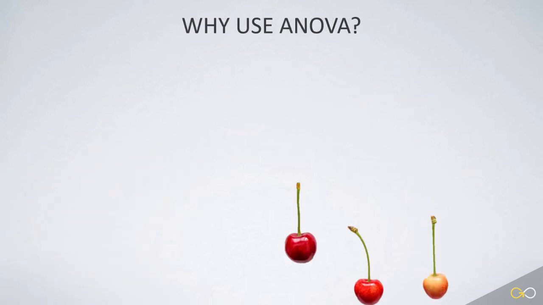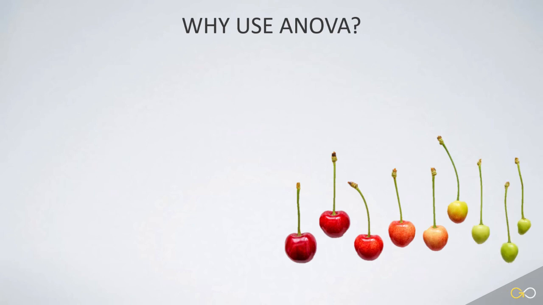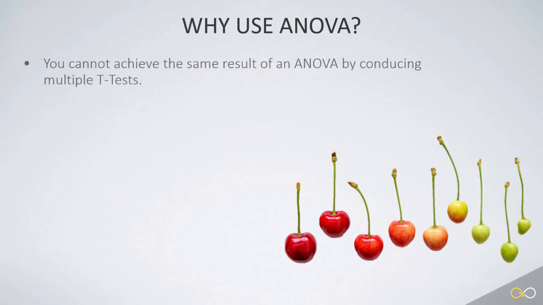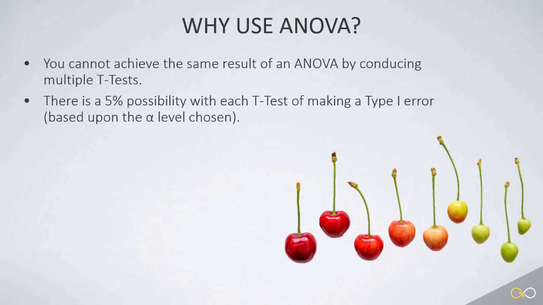You may be wondering why we would use ANOVA when we could do the same thing with t-tests. Well, the problem is that you can't get the same fidelity in the answer by using multiple t-tests. Keep in mind that with our normal Lean Six Sigma confidence level of 0.95, there's still a 5% chance for a type 1 error, a false positive.